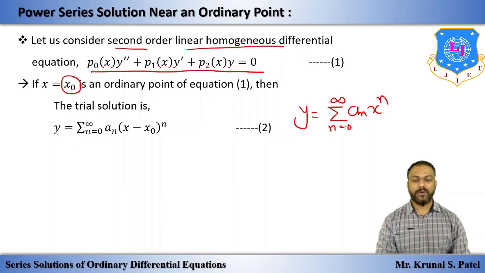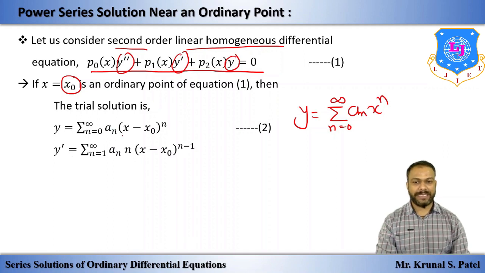Now we will differentiate this y with respect to x two times because we need y dash and y double dash, and this is our trial solution. We are just taking this solution as a trial. So we will find y dash, that means sigma as it is, a n as it is, and one power forward and power minus. But if we put n is equal to 0 here, this term becomes 0. So we'll start sigma from n is equal to 1. You have to remember that in y dash we will start with n is equal to 1.